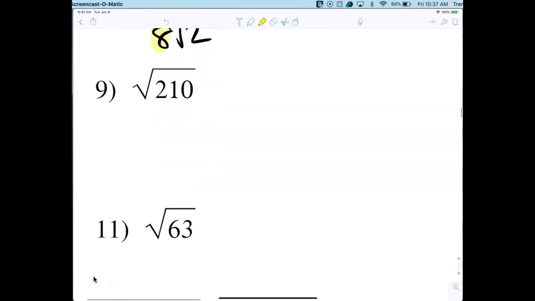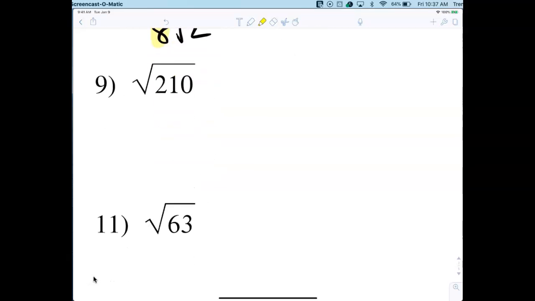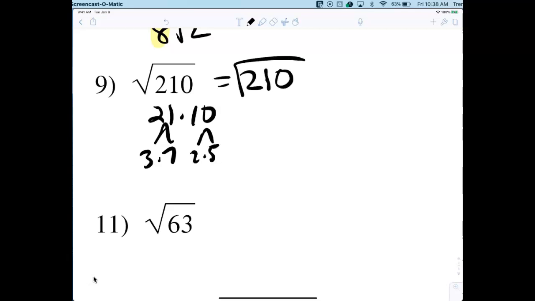All right, here we go with 210. Does everybody agree I can divide by 7, right? Please watch. Or we can say 21 times 10. That's 3 times 7. That's 2 times 5. So does 210 even break down? There is no perfect square in 210. It's just the square root of 210. It doesn't break down. How do I know it doesn't break down? Because I broke it down to its prime factors.